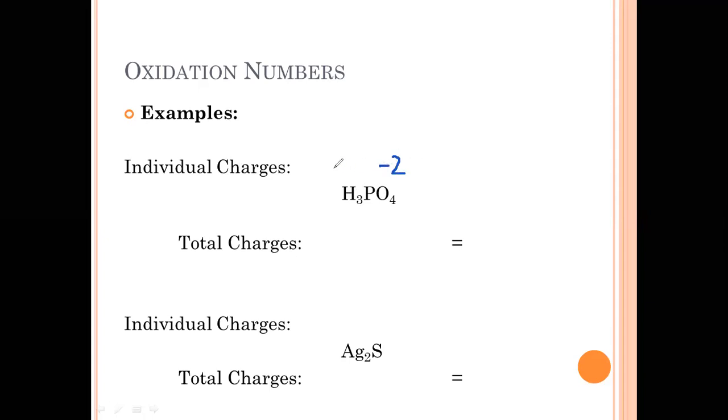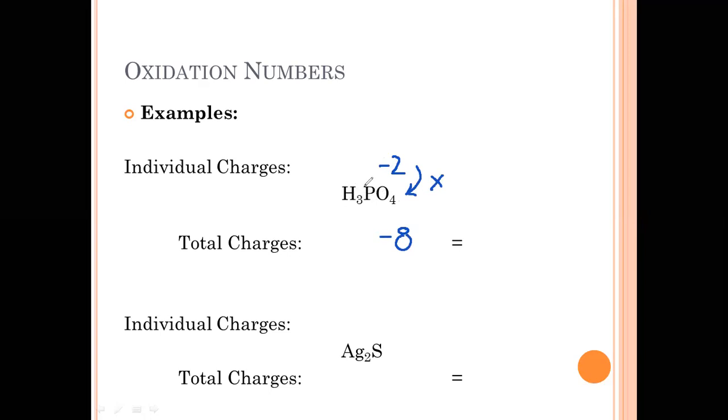I'm writing this in the individual charges because that is the charge of 1 oxygen. Now I'm going to multiply how many oxygens I have times its charge. So -2 times 4 is -8. So going down, we multiply. We've kind of done something like this before, but you probably don't remember.